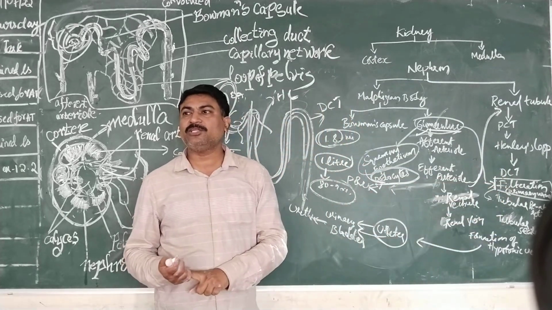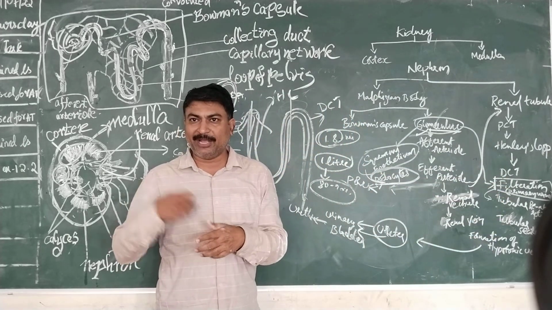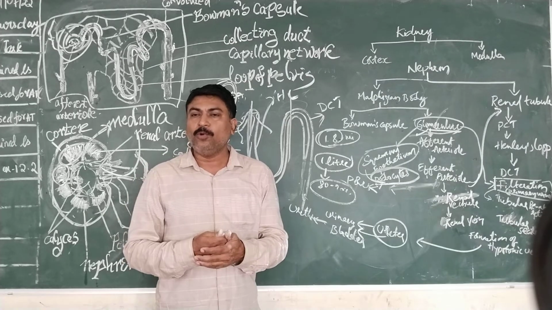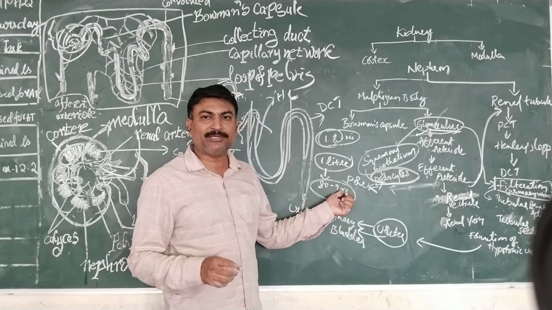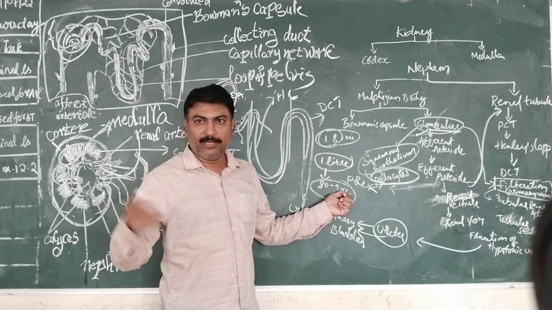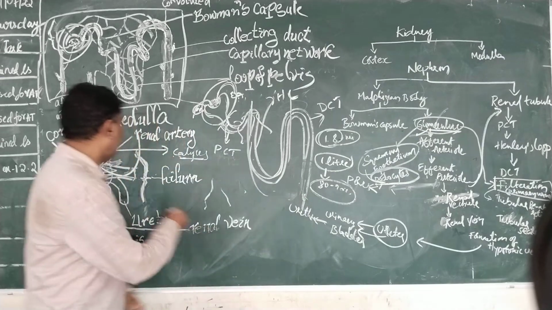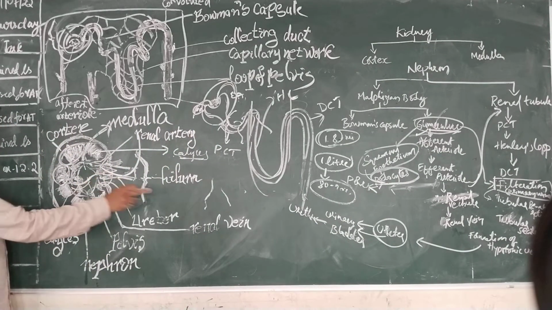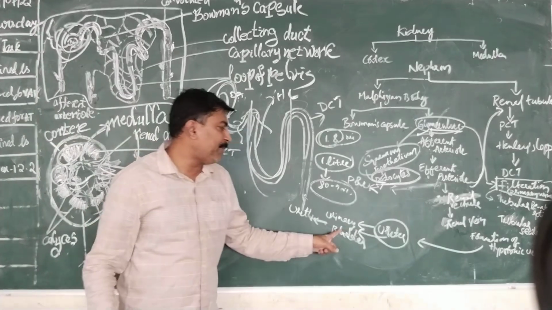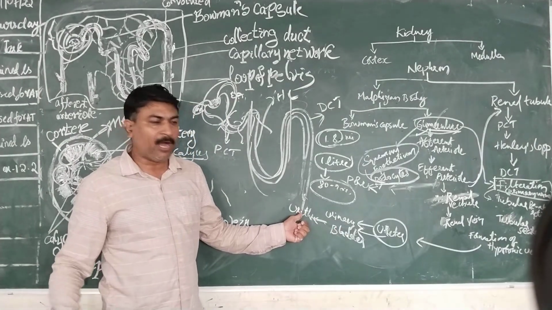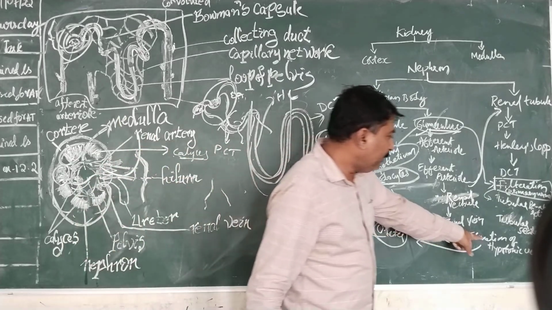proximal convoluted tubule, Henle's loop and here. That is, whatever salts are required by the body will be reabsorbed. Whatever amount of water is required by our body will be reabsorbed. Only some portion, that is 10% to 15% of excess salts and water, will be passed into the next portion, that is from here to the medulla. From the medulla it will be passed into the ureter. From the ureter it will be passed into the urinary bladder, through which, via the urethra, it will be expelled out.